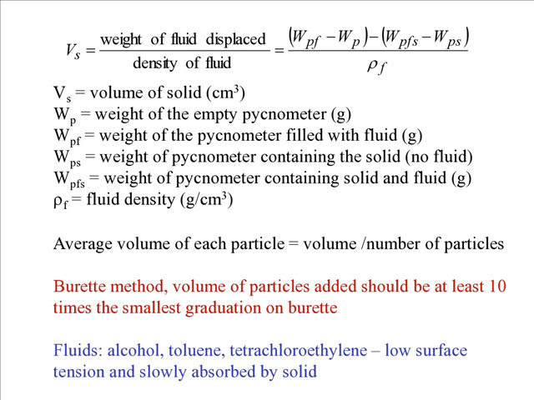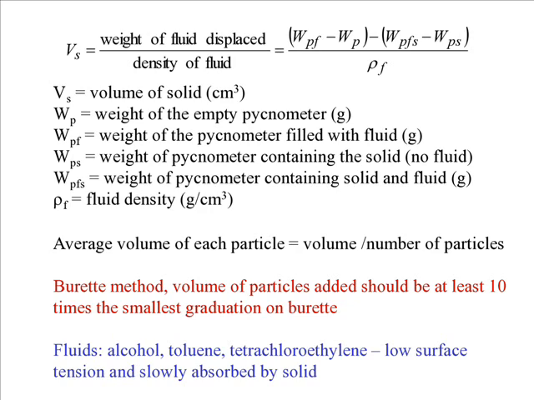Here we have the equation for using the equipment, and we're trying to find the volume of the solid itself. So we use the weight of the equipment, the weight of it filled with fluid, the weight of it containing the solid without fluid, and then the weight of the equipment containing both the solid and the fluid. And it's important that we also know what the fluid density is. And so we find the average volume of the particle as that volume divided by the number of particles that we actually placed in the equipment.